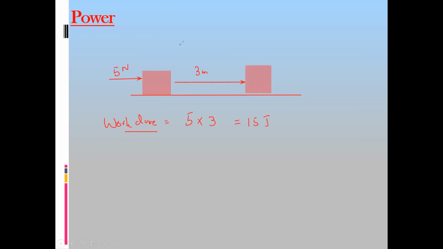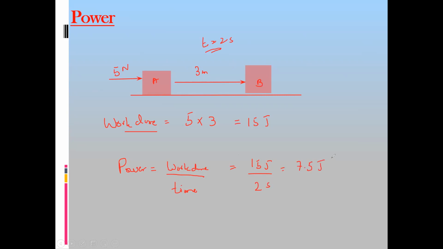But what is the meaning of power? Power means how much work is done in a unit time. So work done divided by time, what we get? We get power. So for example, this object's work done was 15, but what about time? To move from point A to point B, it took 2 seconds. So how much work is done in a unit time, in each second? That's called power. So 15 divided by 2, that is equal to 7.5.